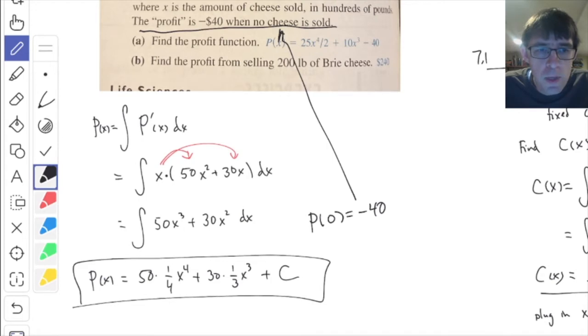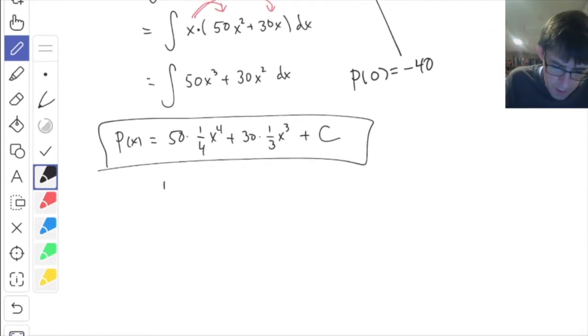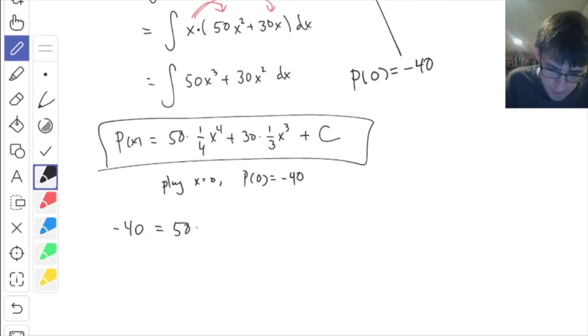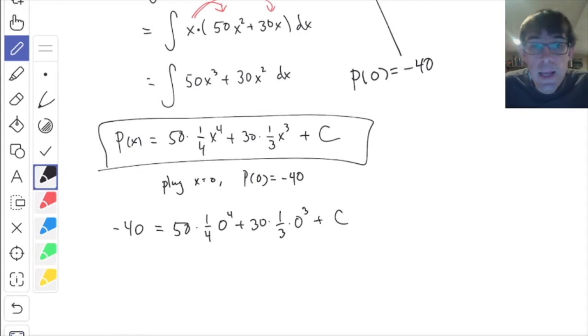Okay, we conclude like we did before, plugging in. So I'm going to plug x equals 0, and P of 0 is minus 40, right? So on the left side, I get minus 40. On the right side, I get whatever this stuff with 0 plugged in: 1/4 times 0 to the 4 plus 30 times 1/3 times 0 to the 3 plus c. And again, these things being 0 on the right side, these are going to go away entirely, and I just get c is negative 40.